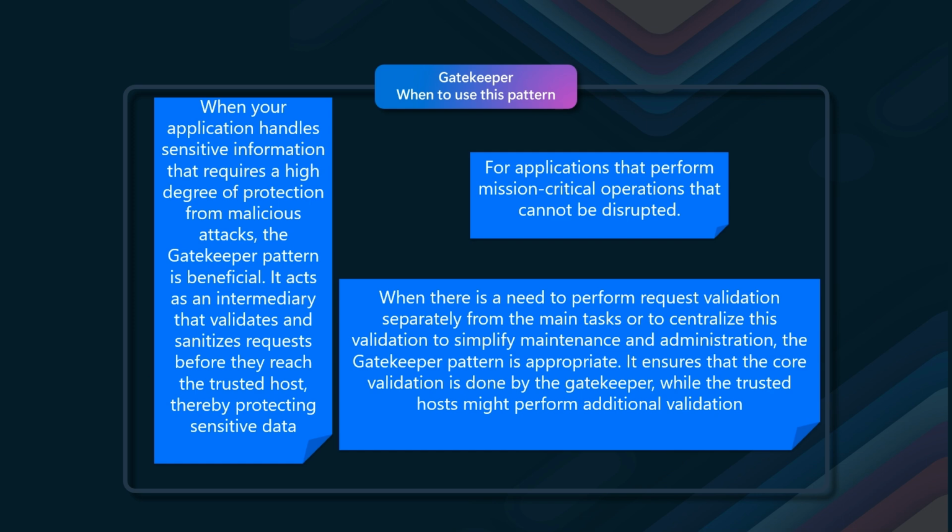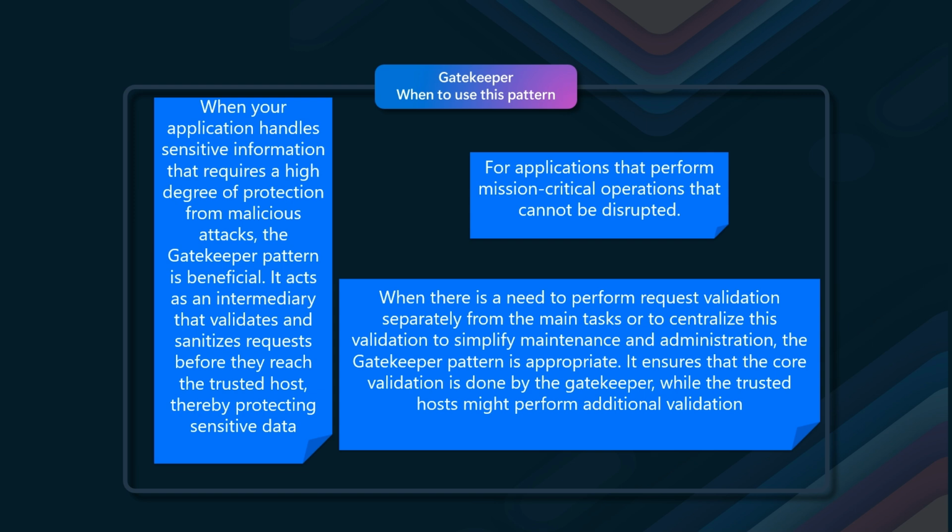The gatekeeper pattern should be used in the following scenarios. Handling sensitive information: when your application handles sensitive information that requires a high degree of protection from malicious attacks, the gatekeeper pattern is beneficial, as it acts as an intermediary that validates and sanitizes requests before they reach the trusted host, thereby protecting that sensitive data. If your application exposes services that require robust security measures such as web application firewalls, DDoS protection, bot detection, and centralized authentication and authorization checks, the gatekeeper pattern can centralize these security functionalities.